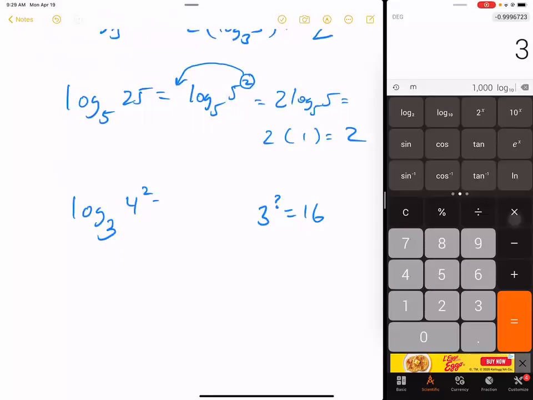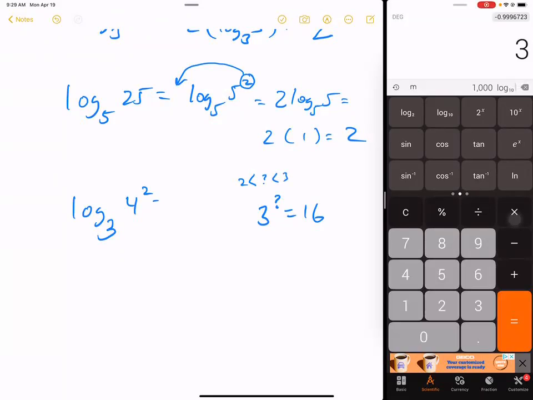Using your calculator, how would you guess this answer? 3 to the exponent is 16. You kind of wouldn't, you'd just be guessing. 3 to the 2 power would be 9. 3 to the 3 power is 27. So you'd be stuck, between 2 and 3, someplace in between there.